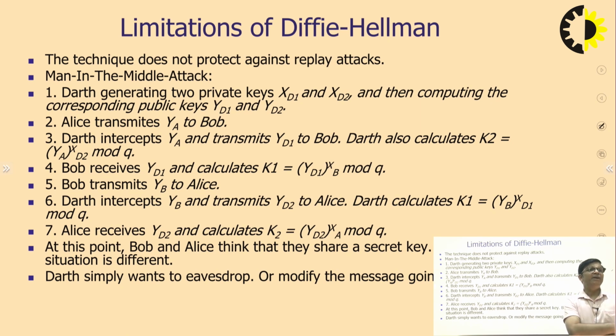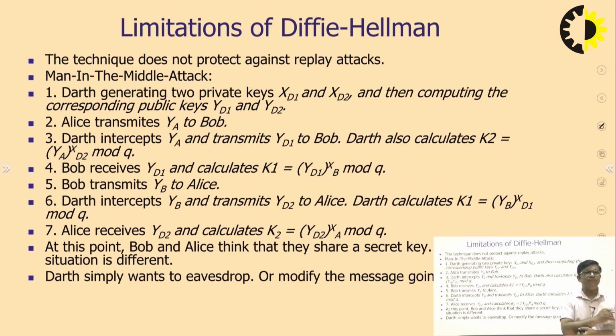Another is the man-in-the-middle attack. Suppose, for example, Darth generates two private keys, XD1 and XD2, and then computes the corresponding public keys, both different. Alice transmits YA to Bob, and Darth intercepts YA and transmits YD1 to Bob. Darth also calculates K2. Bob receives a value from Alice and calculates another, and Bob transmits YB to Alice.